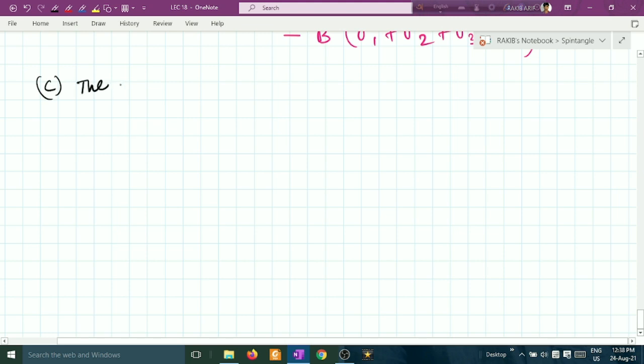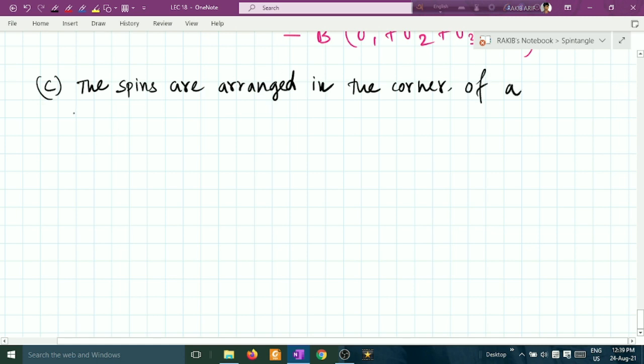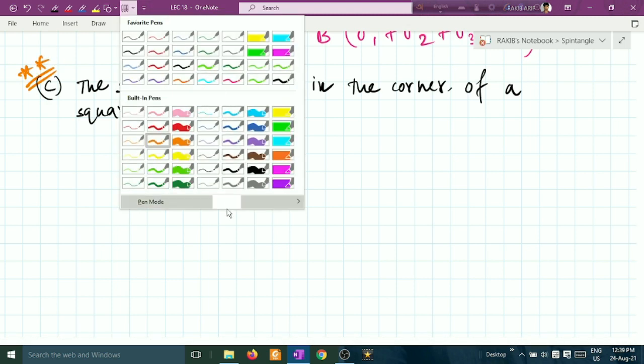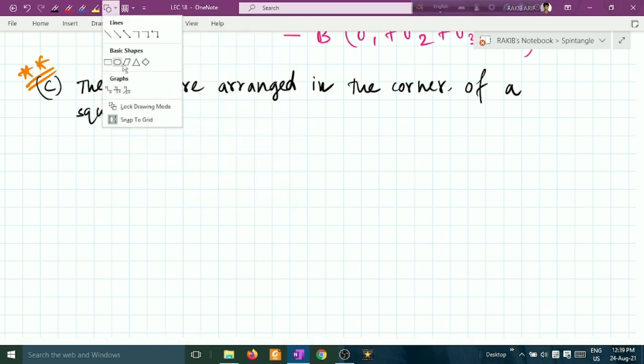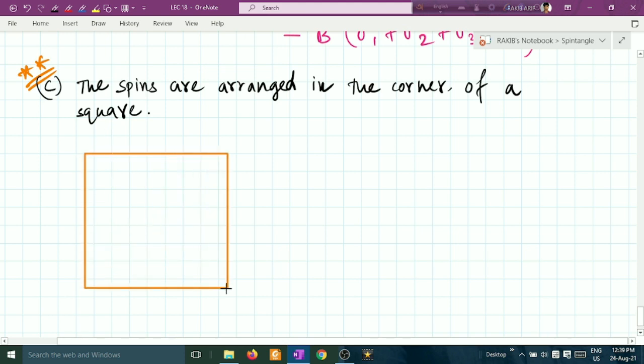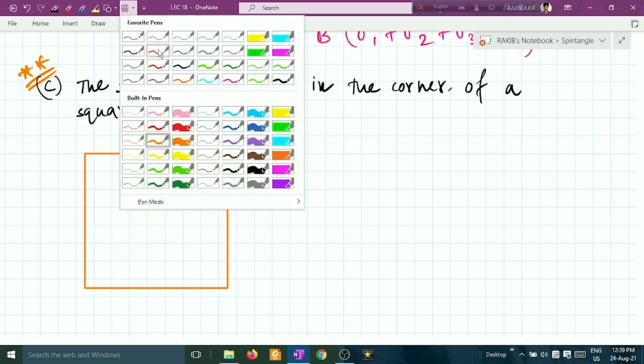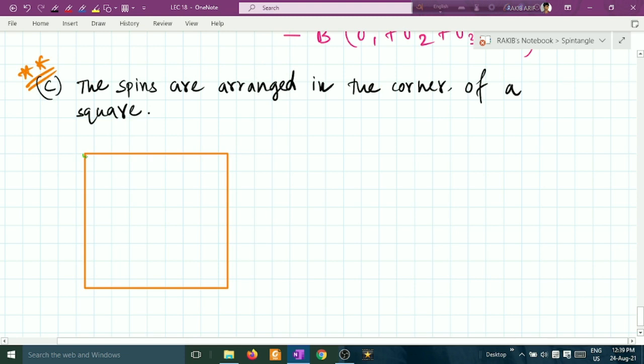And the very last part of this lecture, this is part C, where the spins are arranged at the corners of a square. This is one of the most important examples. There will be two external terms. Let's take a square. In this square you are supposed to place 4 spins. Say this is sigma 1, this is sigma 2, this is sigma 3, this is sigma 4.